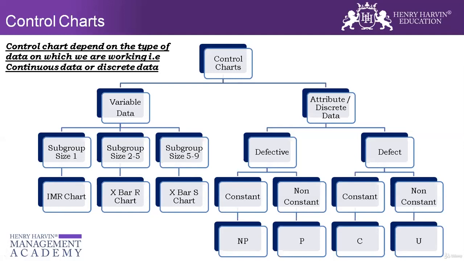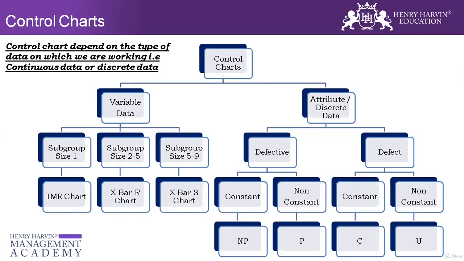This is a different meaning of subgroup here, which I will explain later. If my subgroup size is 1 and my data is continuous in nature and I've reached the control phase and I want to know whether my current performance is within the control limit or not, I will use an IMR. If my subgroup size is 2 to 5, then I will use an X bar R chart. R is referred to as range here.